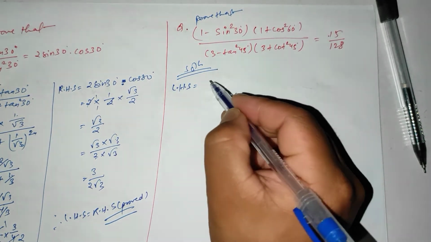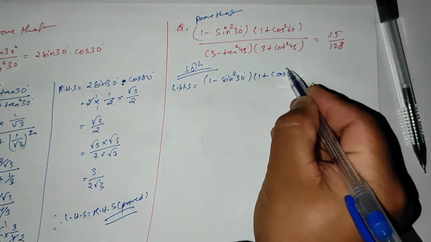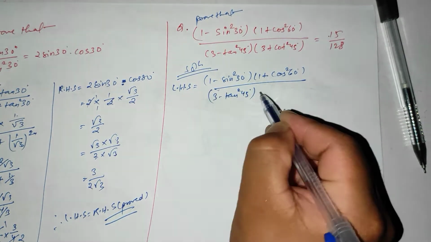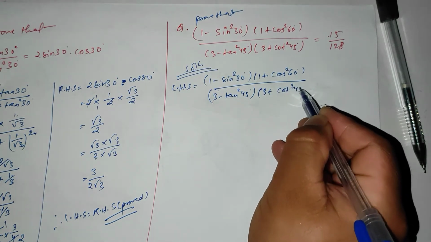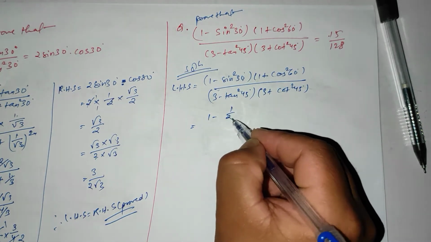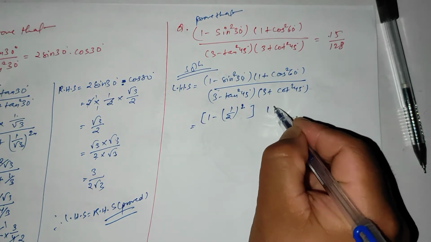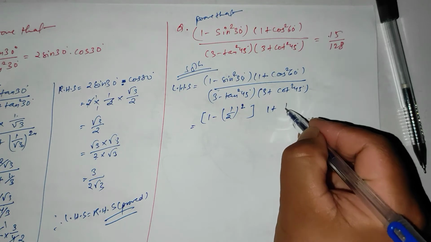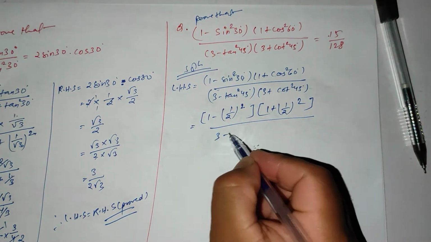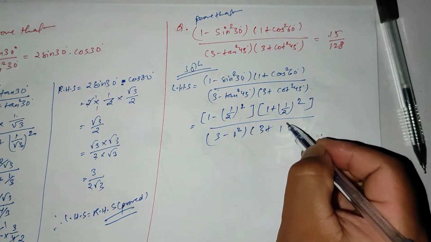Start with the left hand side. 1 minus sine square 30 degree, 1 plus cos square 60 degree, divided by 3 minus tan square 45 degree, 3 plus cot square 45 degree. Use the values. The value of sin 30 is 1 by 2, here it is squared, so square it. In the bracket, 1 plus cos 60 is 1 by 2, squared, so square. Divide by 3 minus tan 45 is 1, squared, so square it. 3 plus cot 45 is also 1, squared, so square it.